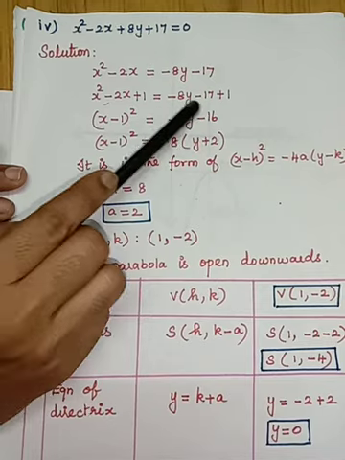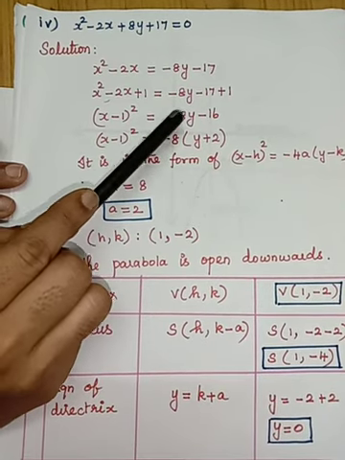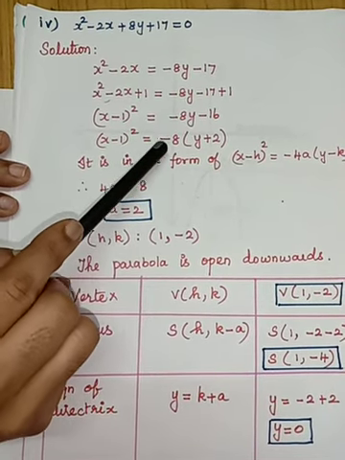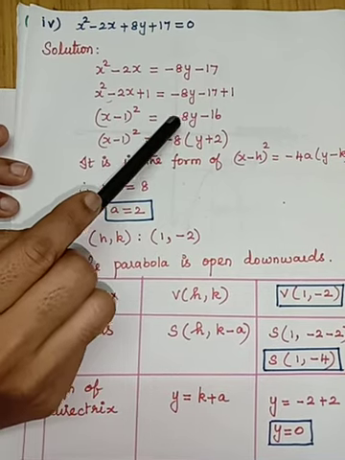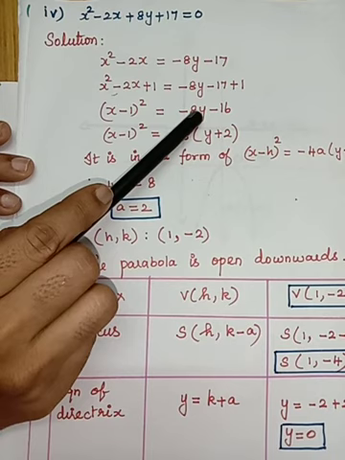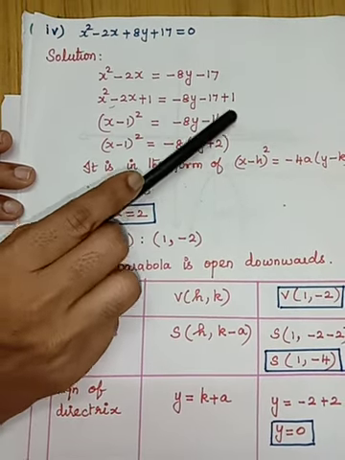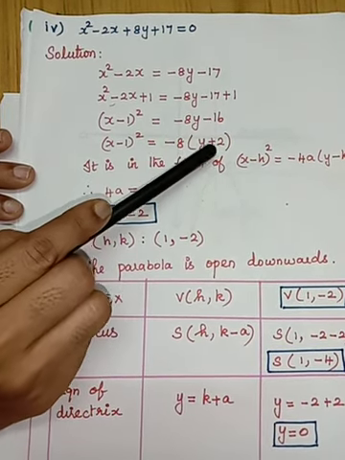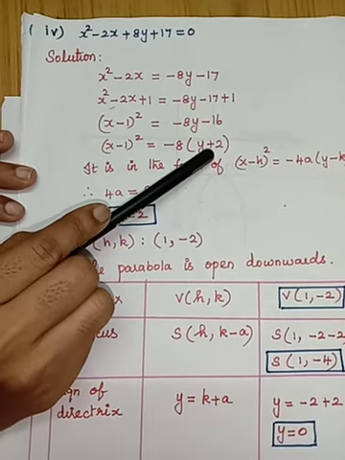So here what I am going to do, I am going to take the coefficient of y outside. So what is the coefficient of y? It is minus 8. So minus 8, when I take it out, here it will be y. From this term minus 8 is taken out, so this will become plus 2.